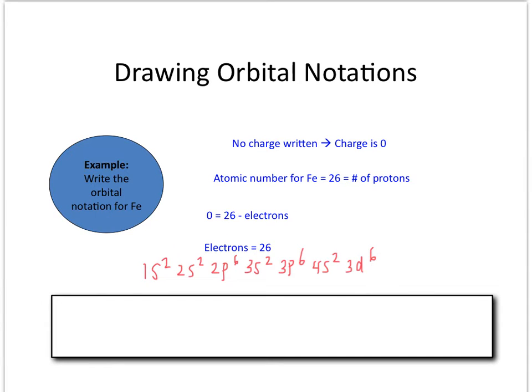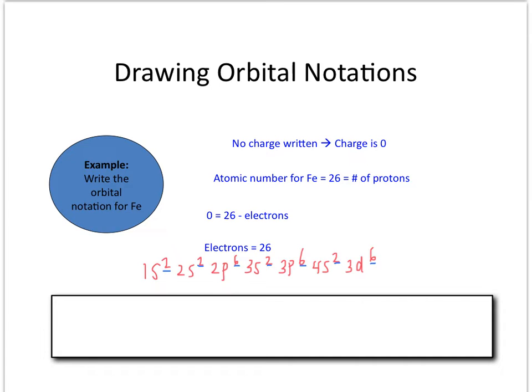Let's try another example. Write the orbital notation for iron. If we look at the periodic table, we can come up with the electron configuration of iron to be 1s2, 2s2, 2p6, 3s2, 3p6, 4s2, 3d6. Remember that we can quickly check and make sure that that seems valid if we didn't have a periodic table by looking at the numbers of electrons. If those add up to 26, which they do, that's a good indication that we have a correct electron configuration.